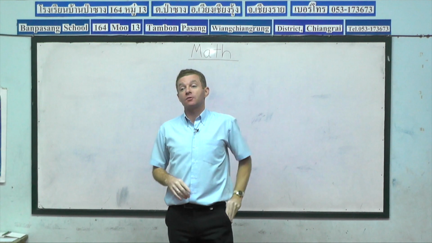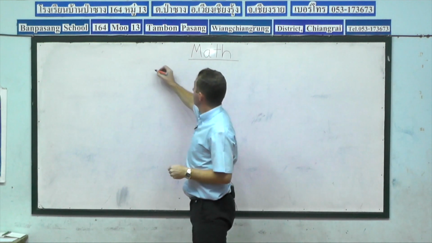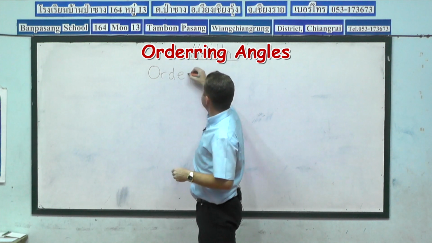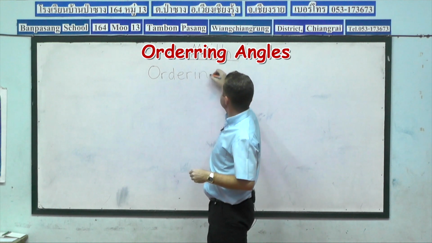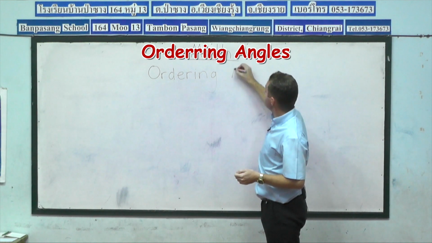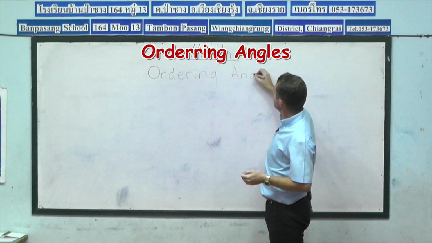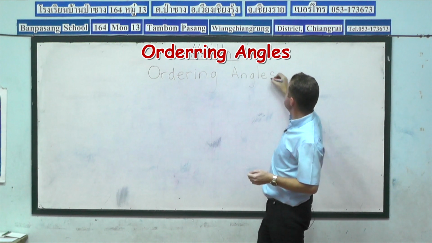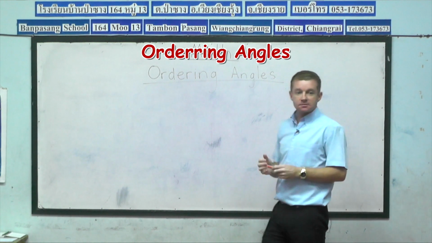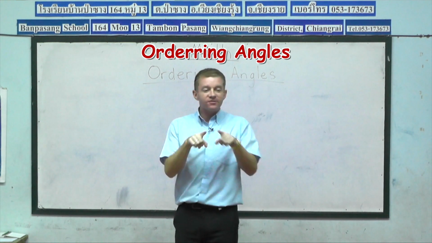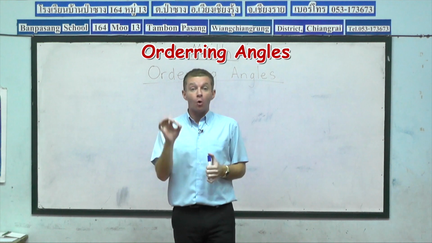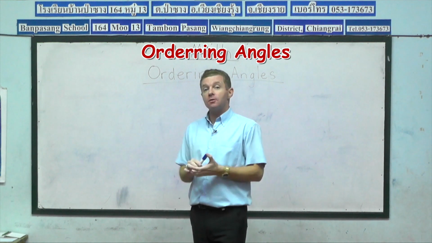So let's write that phrase on the board first. Ordering, O, R, D, E, R, I, N, G. Ordering. And angles is spelled A-N-G-L-E-S. So all together, guys, ordering angles. And who can remember what is the name of the tool we use? Very well done. When we want to measure or put angles into order, we need to use a protractor.